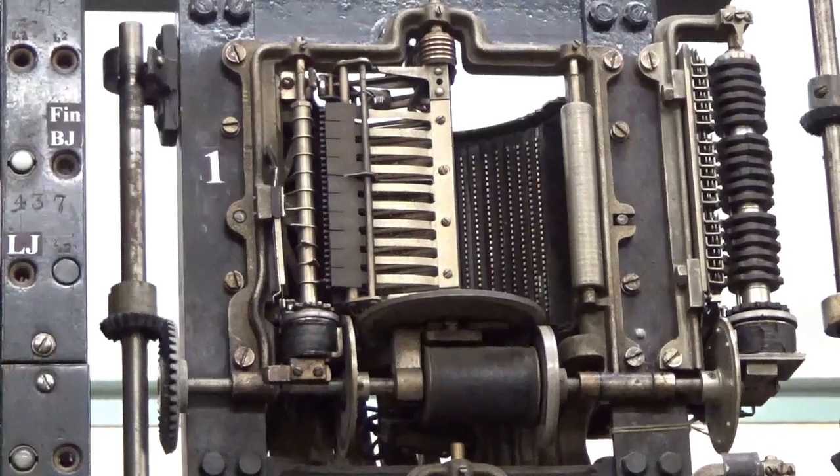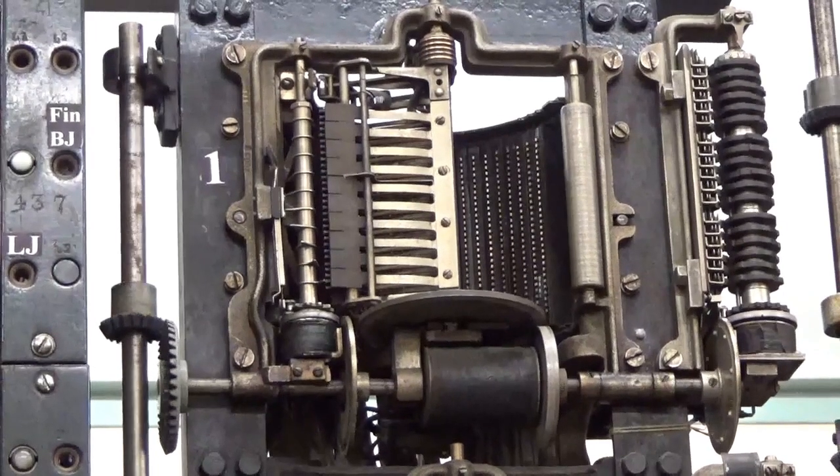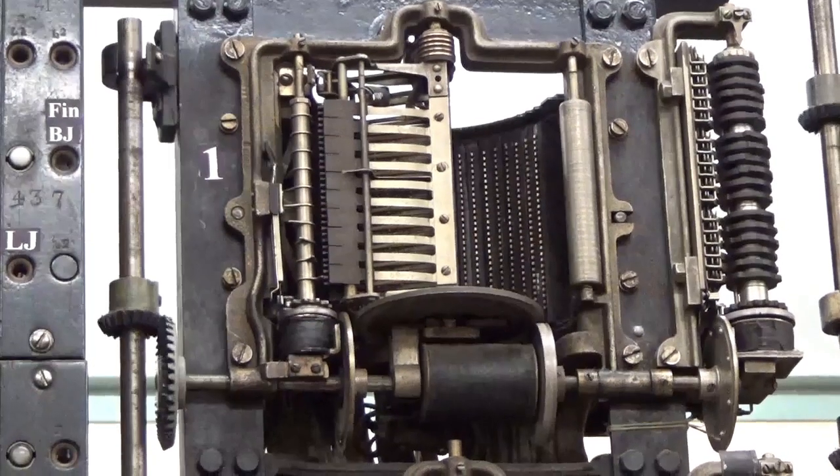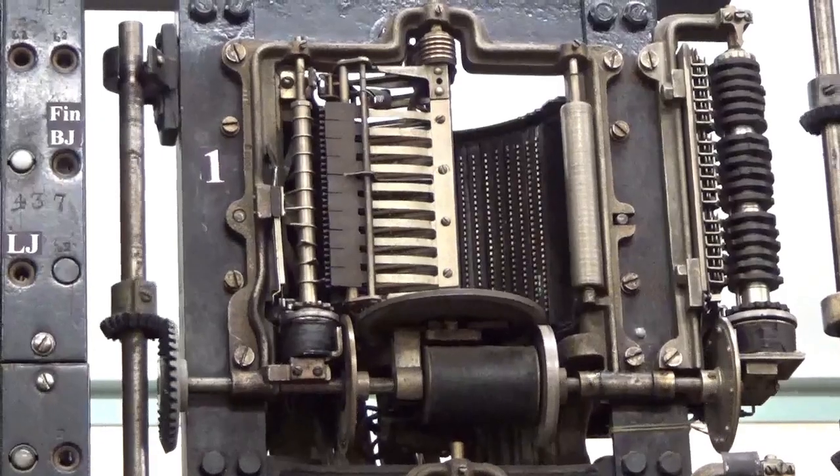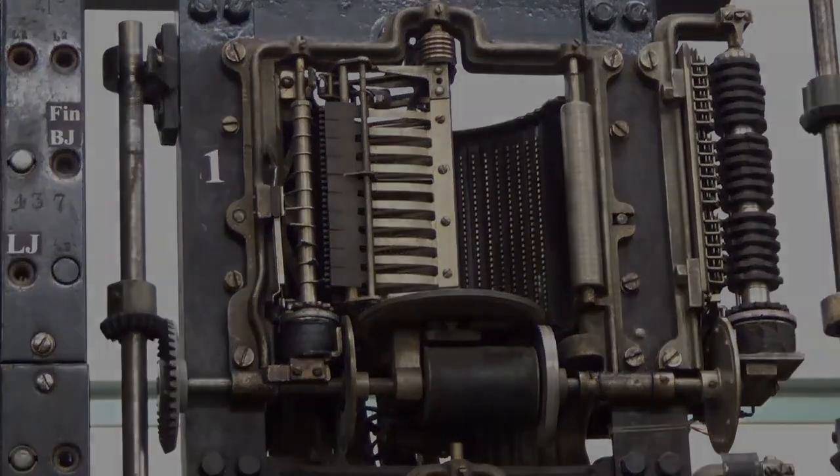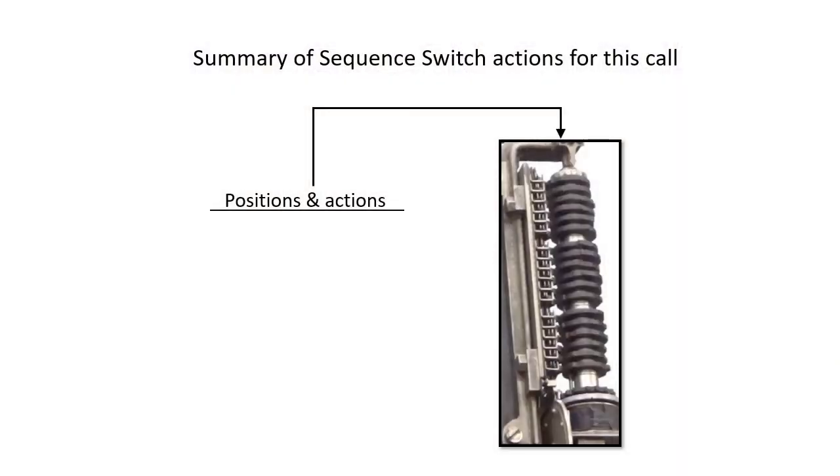So there it is, starting from the final digit dialed to the end of call on a 7A rotary final selector. Next, a summary of operations for a sequence switch attached to a final selector while making a 7A rotary system call from start to finish.